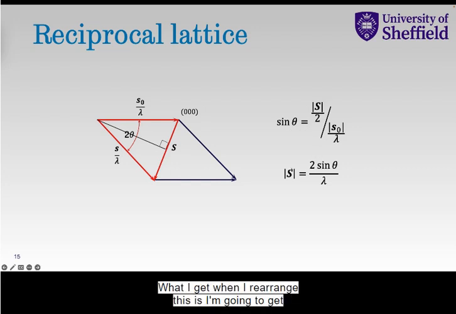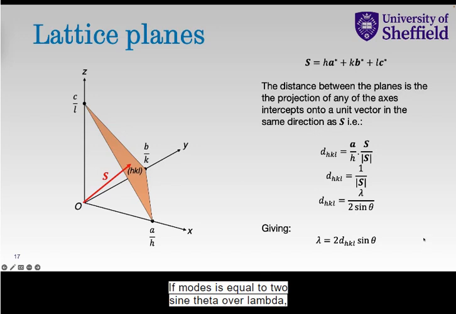So what I get when I rearrange this is mod S is equal to 2 sine theta over lambda. So if mod S is equal to 2 sine theta over lambda, I could therefore plug that into this expression here, and therefore get d is equal to lambda over 2 sine theta. Or rearranging it, I'd get Bragg's law, which is lambda equals 2d sine theta.